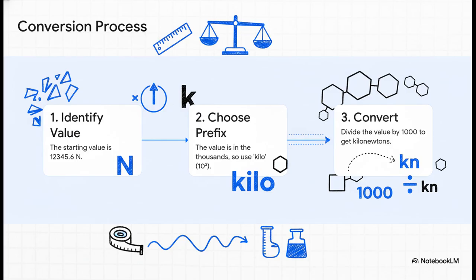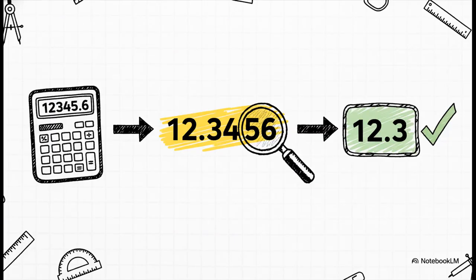Okay, so the process here is really simple. Don't overthink it. First, just look at the number. It's in the thousands, right? So the best prefix is kilo. To convert from newtons to kilonewtons, or kN, you just divide by 1,000. That's the same as just moving the decimal point 3 places to the left. So that gives us 12.3456 kilonewtons.